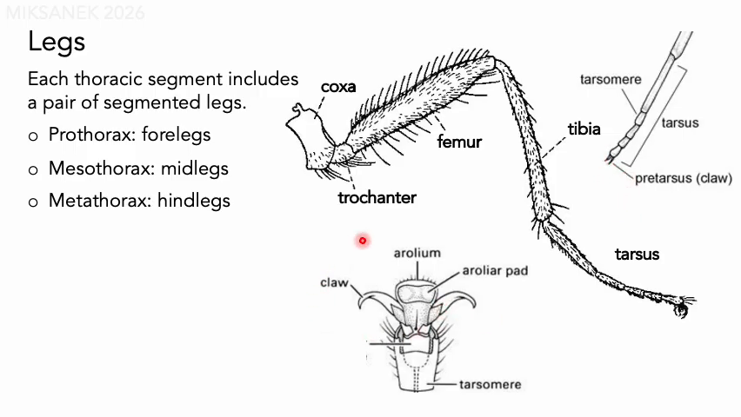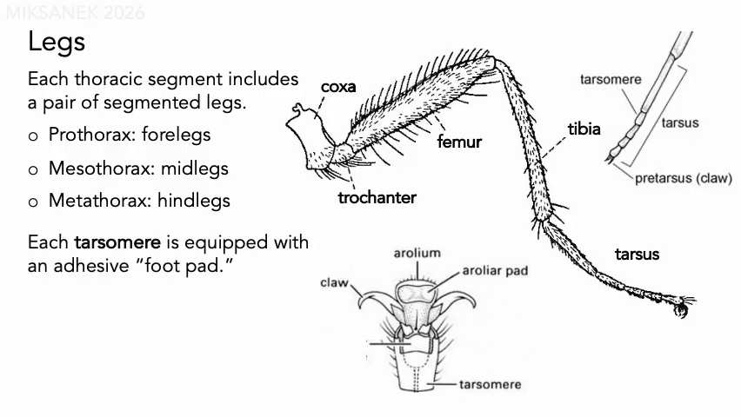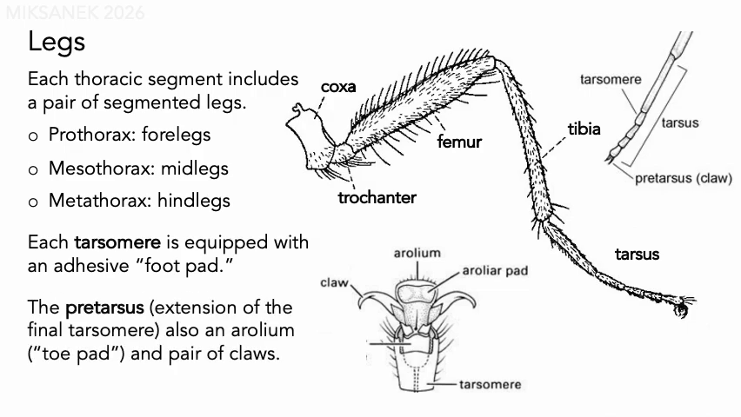So here's an up-close view where we're looking at the arolium, which is part of this foot pad, and these claws, which are just used for walking along on various surfaces. Each tarsomere will be equipped with one of these adhesive foot pads. I think that there is a little bit of variation in their structure, and actually they may even be absent in some groups as well, but this is just the standard body plan we can expect to see. And that pretarsus specifically, right, it is an extension of that last tarsomere, and it contains these structures.